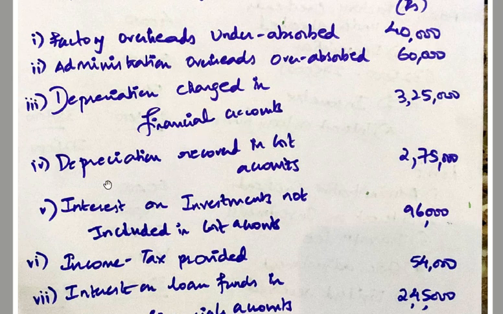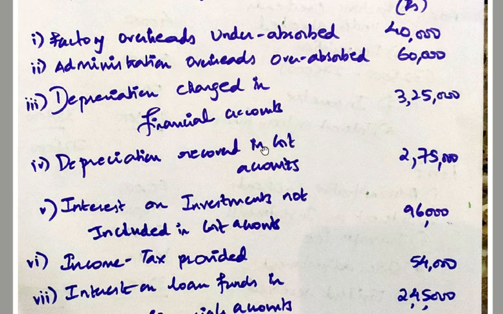Depreciation charged in financial account. So depreciation charged in financial account is 3,25,000. The depreciation recovered in cost account is 2,75,000. So if you see, the financial account depreciation is more than the cost account depreciation.